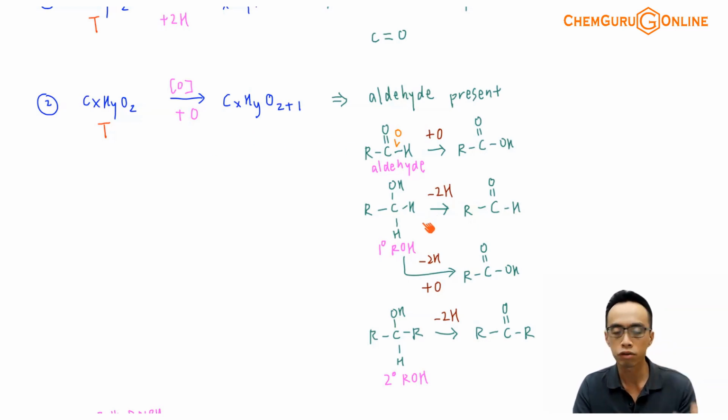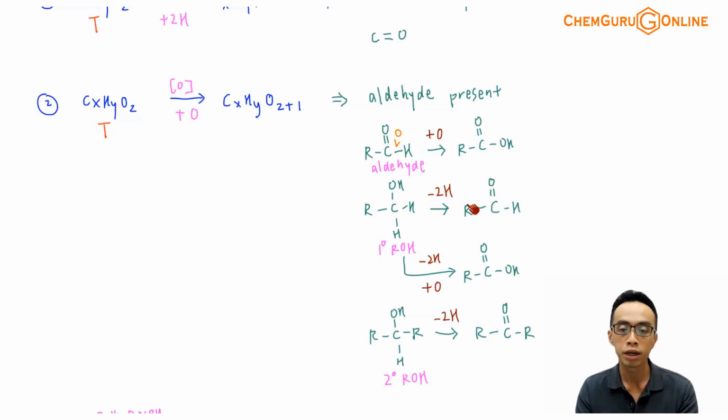Now how about other functional groups that can also undergo oxidation? What if it is a primary alcohol? Now you notice if I consider the oxidation of a primary alcohol to aldehyde, this is the loss of hydrogen. I lose 2 hydrogen, carbon will lose a hydrogen, oxygen will lose a hydrogen. I form a double bond between my carbon and my oxygen. I form my aldehyde functional group.